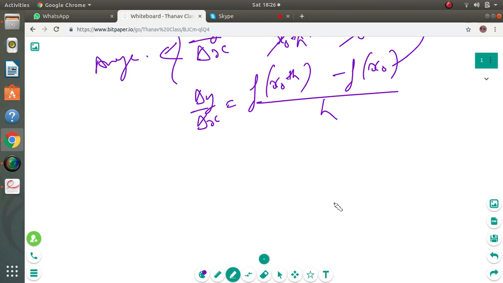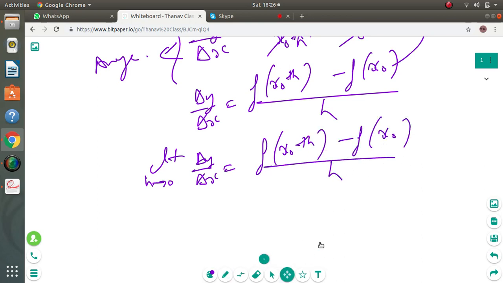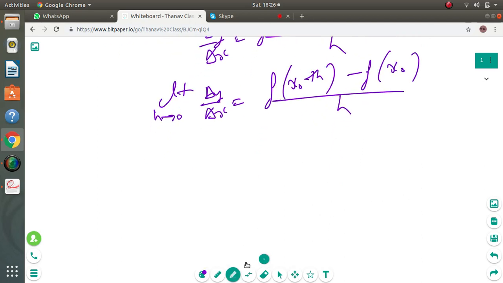So now to make it instantaneous, we put here limit h tends to 0. Here we have delta y by delta x is equal to f of x naught plus h minus f of x naught, whole divided by h. See, now that is the instantaneous gradient, right?